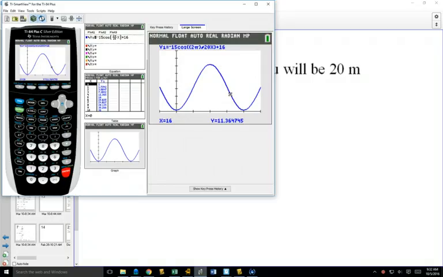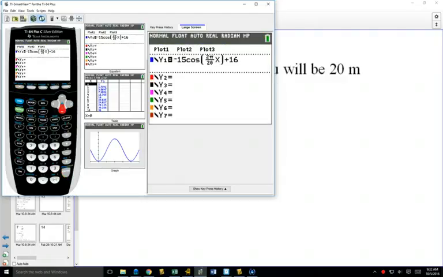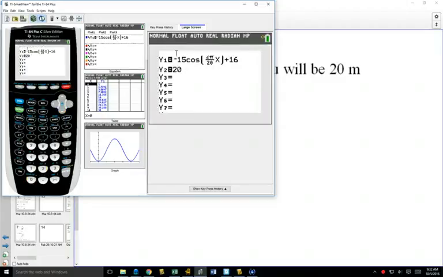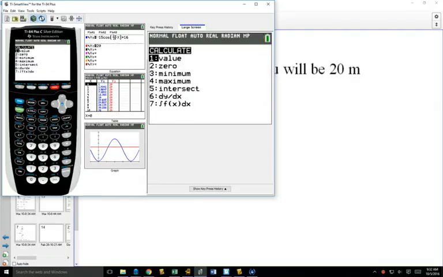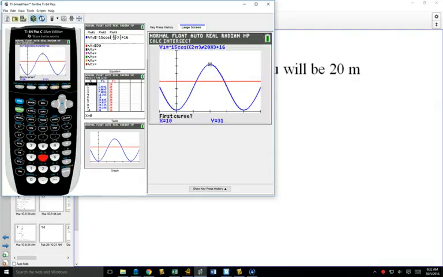Now, how do we solve that one with our graphing calculator? Well, now we would have to go to y equals. We would have to type in 20 into y2, look at that graph to draw that line, and then find out where they intersect. So second, calculate. Number 5, the intersection. Enter, enter, enter. It'll find the closest one. 5.8. We said 6, we are amazing.